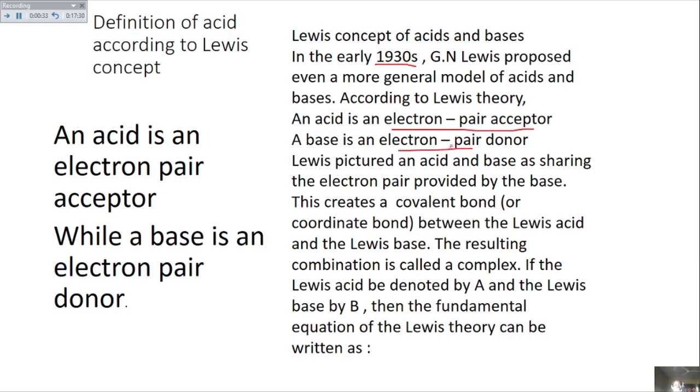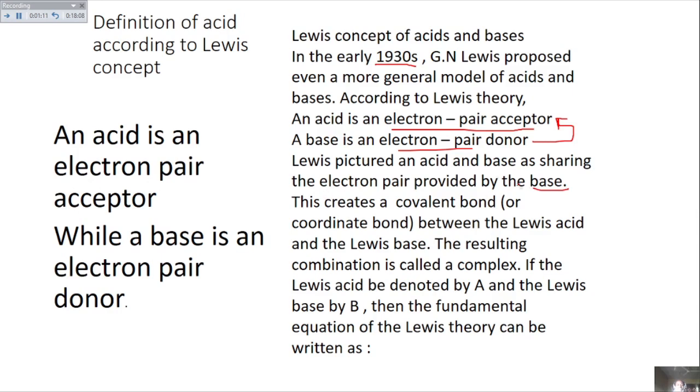When I say electron pair, we have 2 electrons sending it to another what? Substance. Here is a base, send it to what? Acid. Because here we say an acid is an electron pair acceptor, while a base is an electron pair donor. Donate a what? A lone pair to what? Acid. And acid accepts that. And when it does that, it becomes an acid, while this one becomes a base. Lewis pictured an acid and a base as the sharing of an electron pair provided by the base.